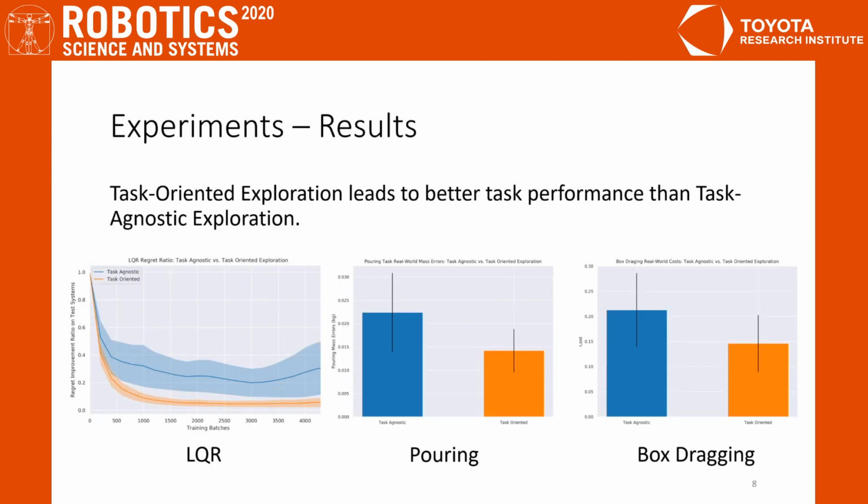Our experiments show that across the tasks that we tested on, task-oriented exploration leads to better task performance than task-agnostic exploration. And for more details, please see our paper.